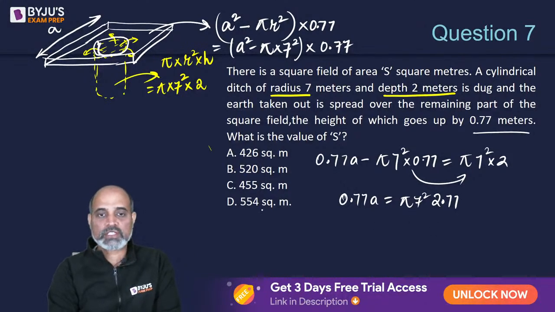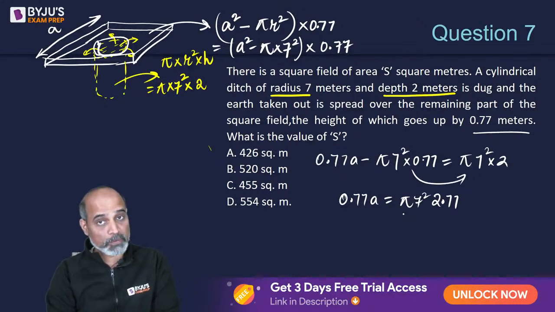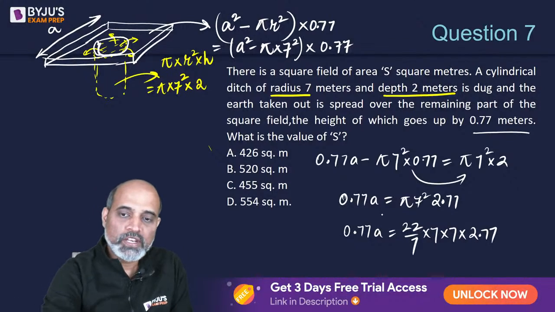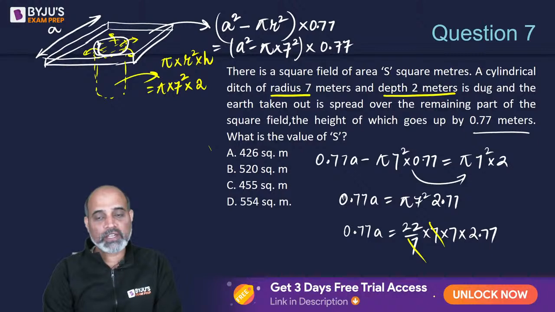Now you can see that the options are not irrational. So that means we will have to convert pi, which is an irrational value, into its corresponding closest fraction, which is 22/7. So we will have 0.77a equal to 22/7 into 7 into 7 into 2.77. So what will now happen is one 7 will go away and another 7 from 77 will go away. Then 11 from 77 will take care of this.